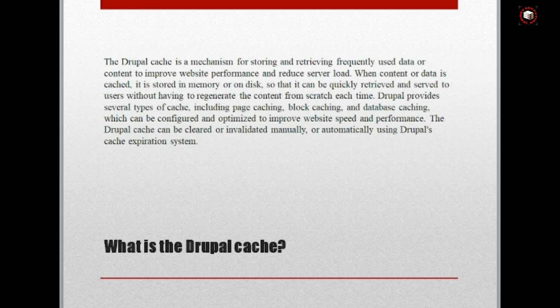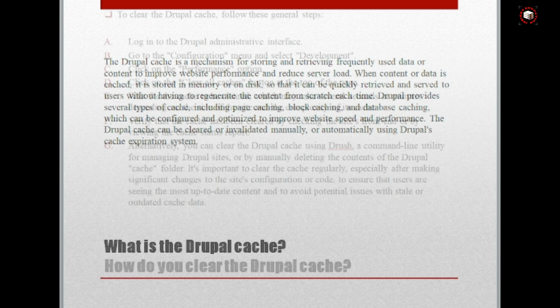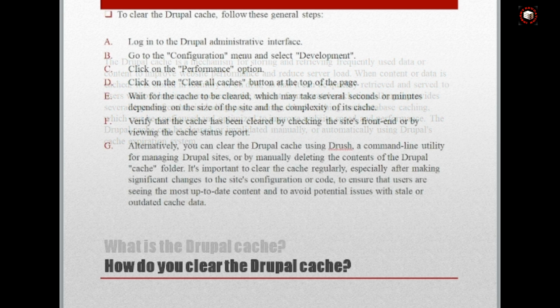Drupal provides several types of cache, including page caching, block caching, and database caching, which can be configured and optimized to improve website speed and performance. The Drupal cache can be cleared or invalidated manually or automatically using Drupal's cache expiration system. How do you clear the Drupal cache?